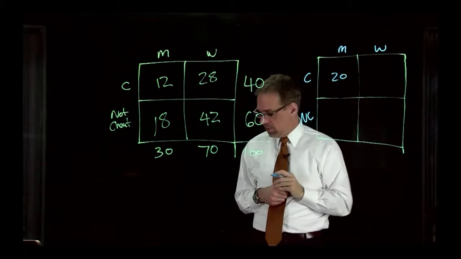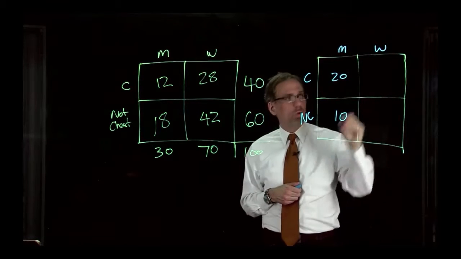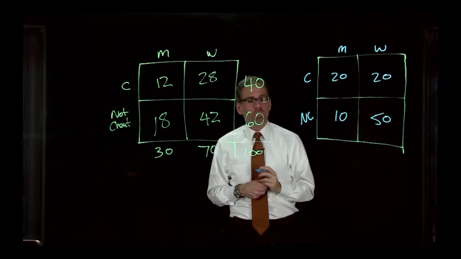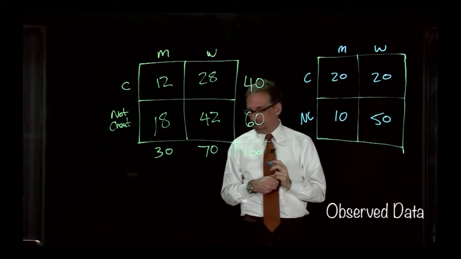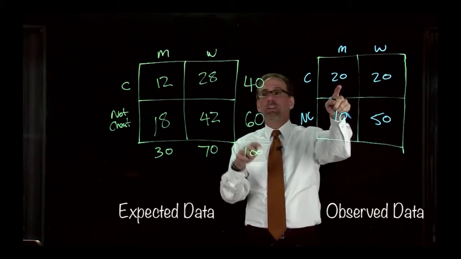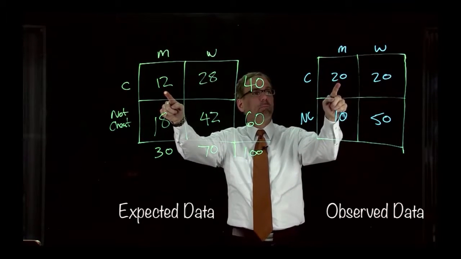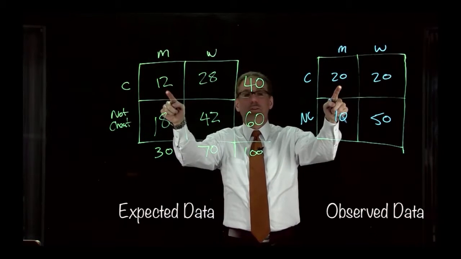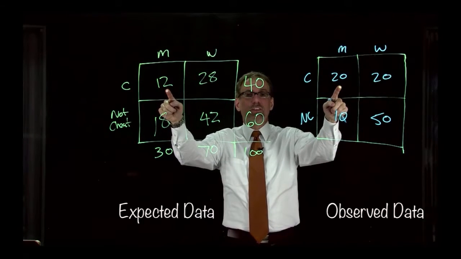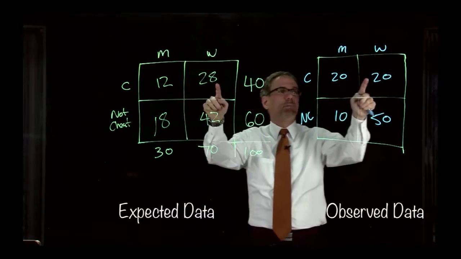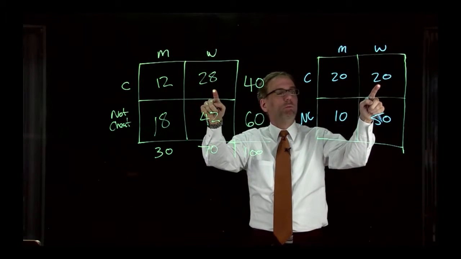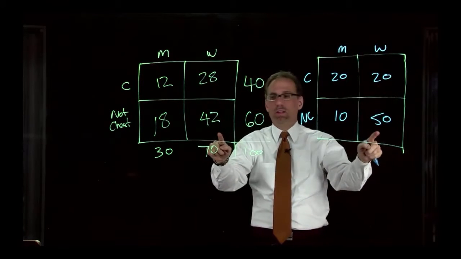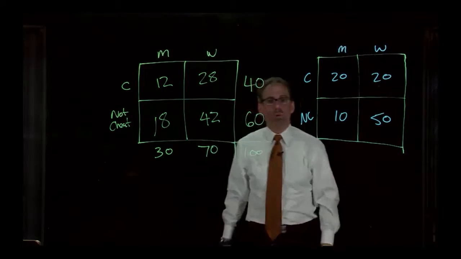20 men cheated and 10 did not. 20 women cheated as well and 50 did not. That's my observed data. And what I'm going to do is look at the difference between each one of these cells. So I'm going to compare my number of cheaters in the men cell with my number of expected cheaters in the men cheater cell. And the same thing, I'm going to compare the women cheaters observed versus the women cheaters expected, and so on. Go all the way through those 4 cells.